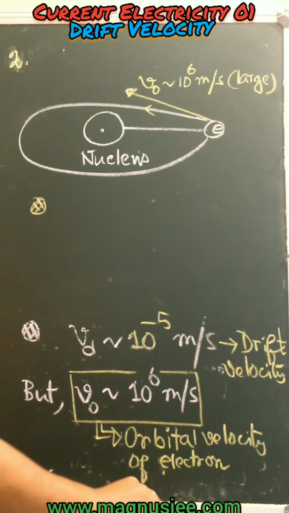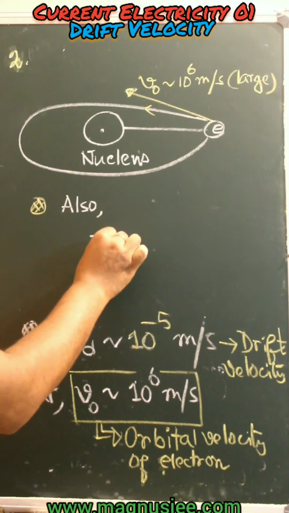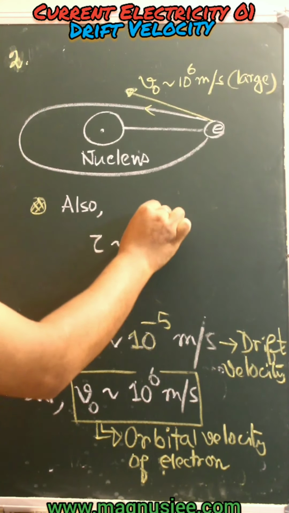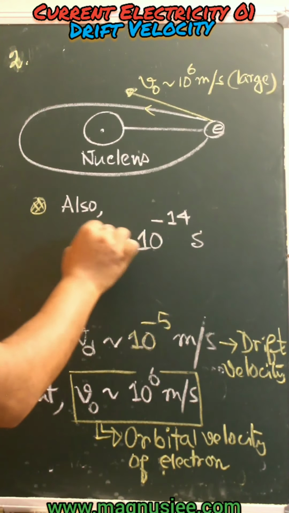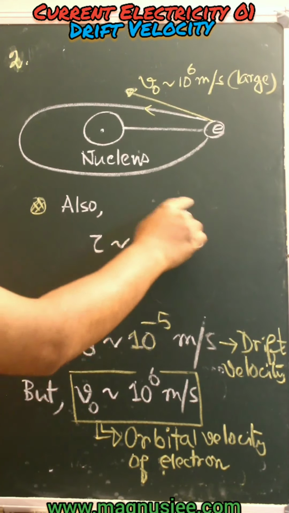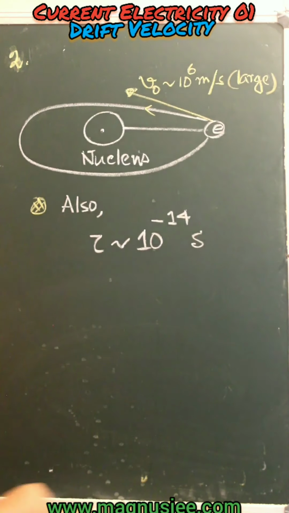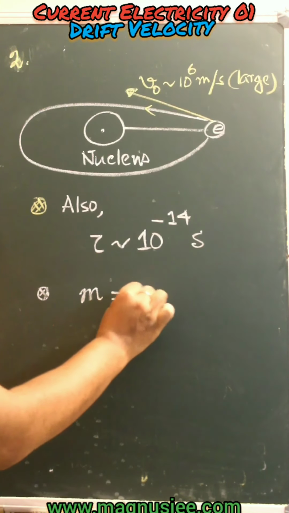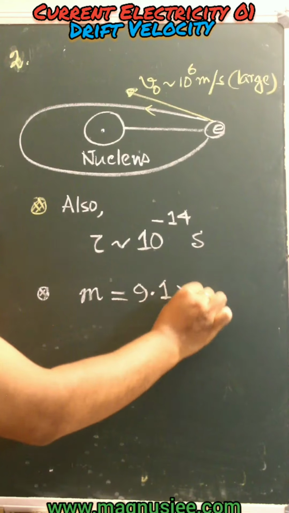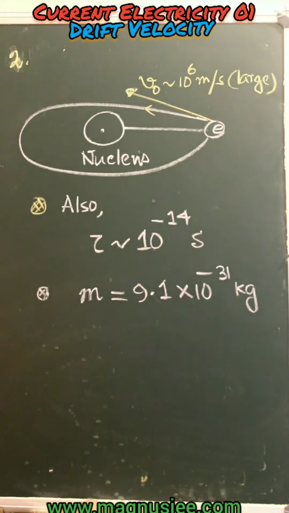And we have another additional piece of information, that is, the order of relaxation time. Tau is of the order of 10 to the power minus 14 second. Relaxation time is also a very small time. Relaxation time is the time in which the electron is accelerated before it undergoes a collision with the positive ion of the conductor. And in this case, m is the mass of an electron, which has the value 9.1 into 10 to the power minus 31 kg.